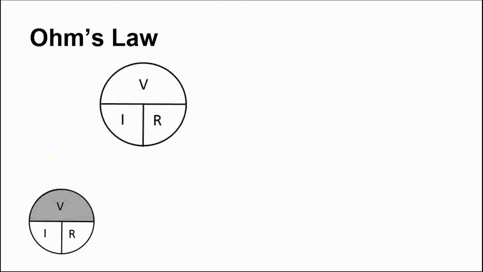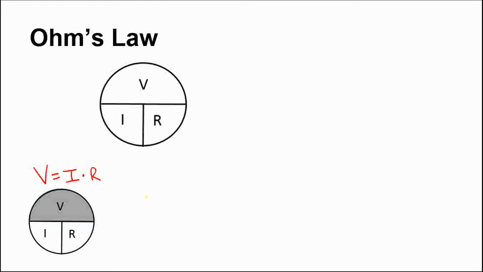So the mathematical relationship for this particular circle here, let's say the highlighted part is what we want to find. So that would be voltage. That would be equal to the current. Since they're both on the bottom, you're multiplying current times resistance here.